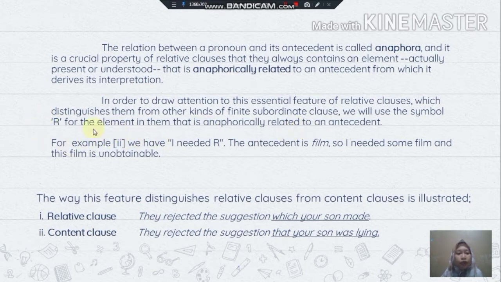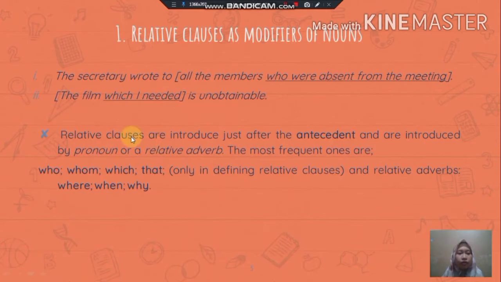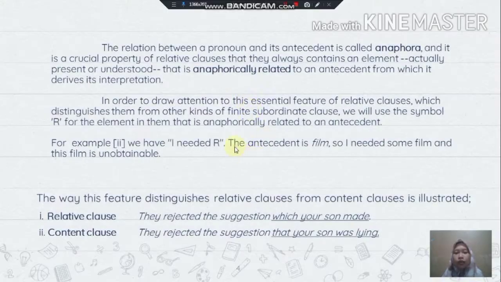For the previous example, the second one, the film which I needed is unobtainable. We have "I needed [gap]." The antecedent is film, so I needed some film, and this film is unobtainable.